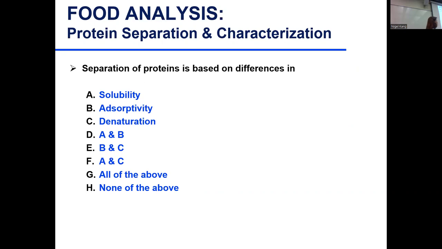First question: separation of proteins is based on differences in solubility, adsorptivity, denaturation? Basically, if you want to separate proteins from other compounds, which of these properties help us to separate proteins? Solubility, adsorptivity, denaturation. I said it's all there. Any other answer? All of you agree? Okay, it's correct. Later in this lecture, you can see all of them can help us to separate proteins from other components or even proteins from each other.